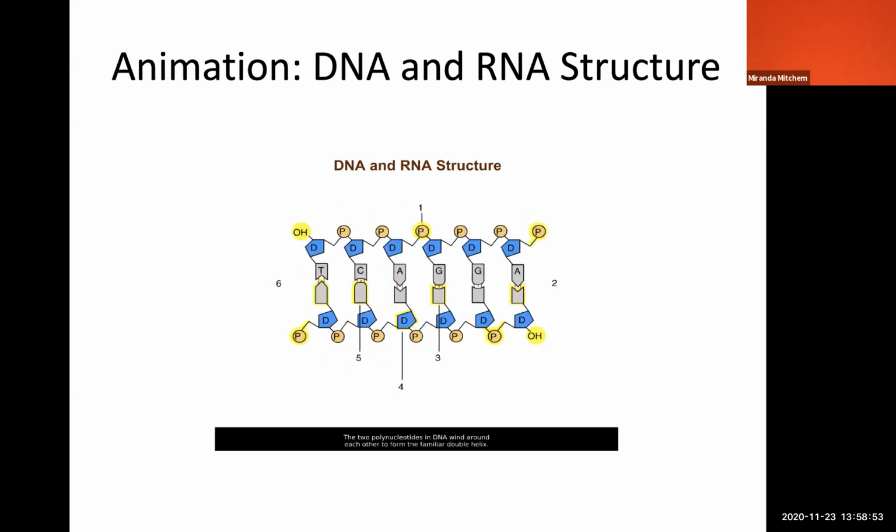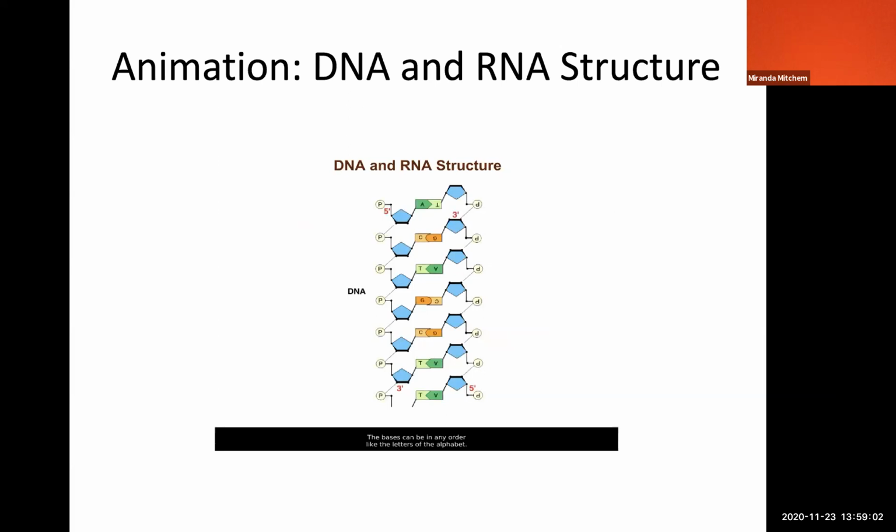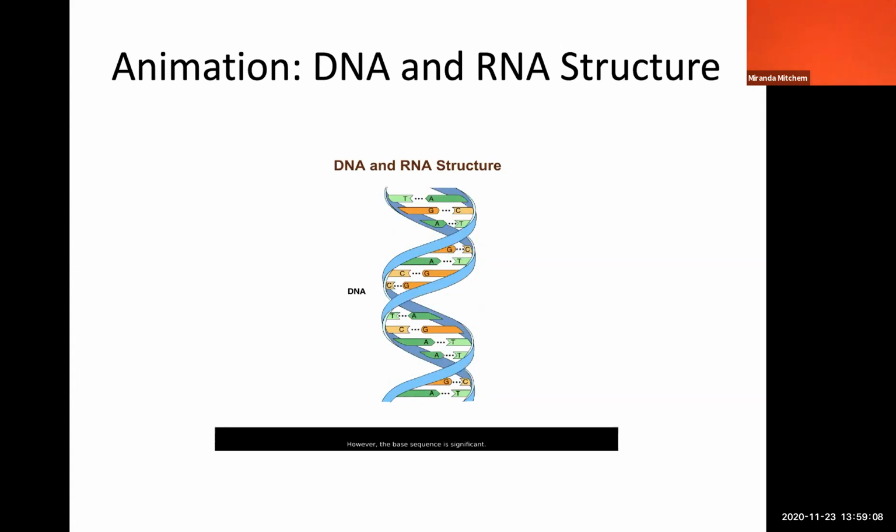The 2 polynucleotides in DNA wind around each other to form the familiar double helix. The bases can be in any order, like the letters of the alphabet. However, the base sequence is significant. Sequences of bases called genes encode the instructions for the structure and function of an organism.